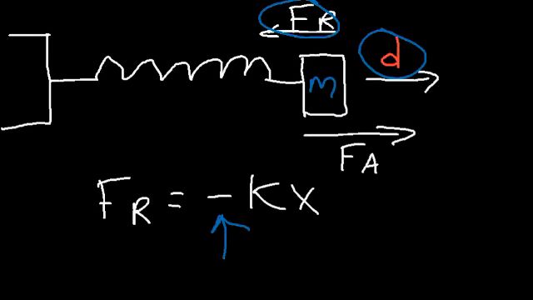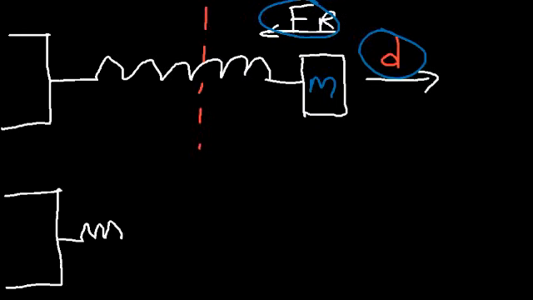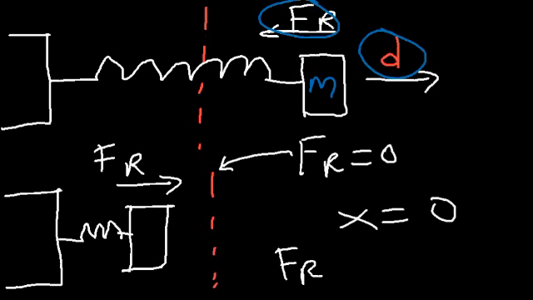The restoring force will always act in such a way to bring the object back to its equilibrium position. So if the equilibrium position is here, the restoring force wants to bring it to the left. Likewise, let's say if the spring is compressed, the restoring force wants to move it towards the right, back to its equilibrium position. And remember, at the equilibrium position, the restoring force is 0, since x is equal to 0. And Fr is negative kx, so negative k times 0 is 0.